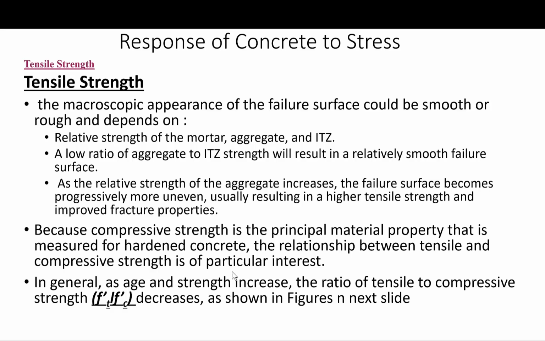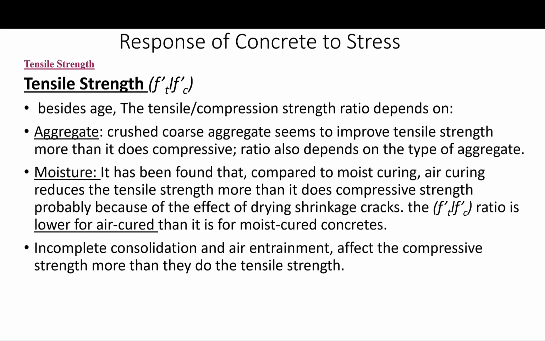Also, because the compressive strength is the principal material property that is measured for hardened concrete, the relationship between the tensile and the compressive strength is of particular interest to us always. In general, as the age and the strength increase, the ratio of the tensile to compressive strength decreases, as you can see on these figures here.